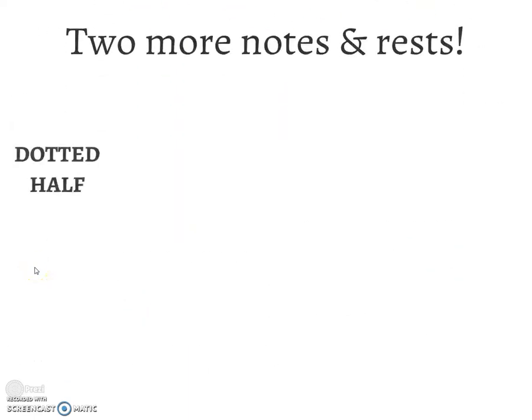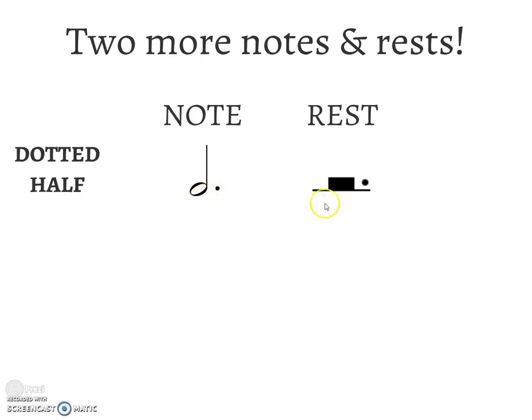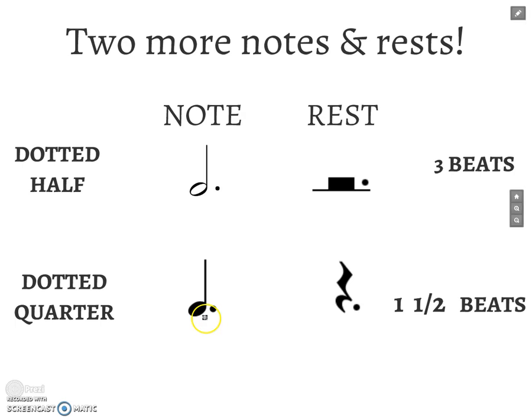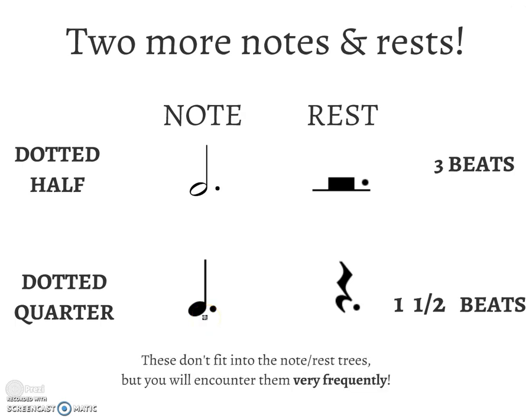Two more important ones that don't fit in the tree, the dotted half note and rest. It's a half note plus a dot, and a half rest plus a dot. 3 beats each. And the dotted quarter, there's a dotted quarter note and rest. It's a quarter note with a dot. It's a quarter rest with a dot. 1.5 beats for each. You're going to encounter these very frequently, but they don't fit into the tree, so remember those.